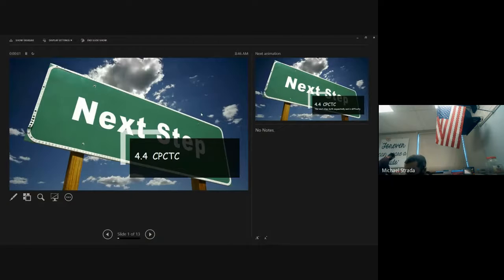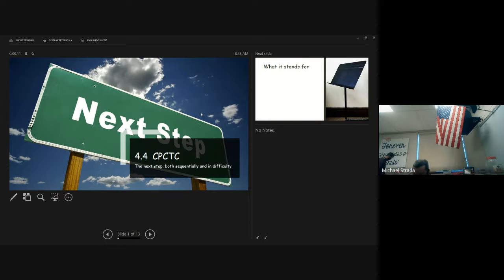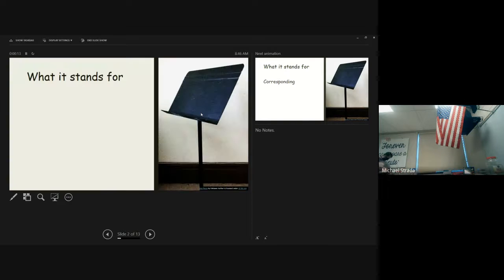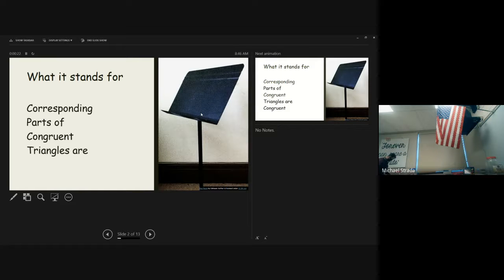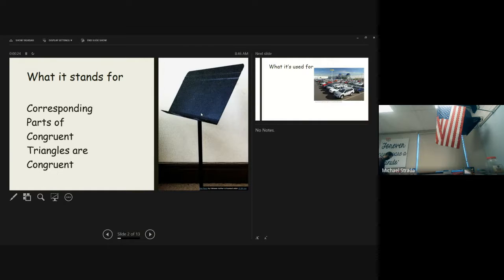Okay. So, this is the next step in proof, CPCTC. All right? What it stands for: corresponding parts of congruent triangles are congruent.